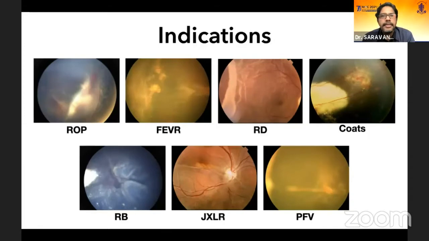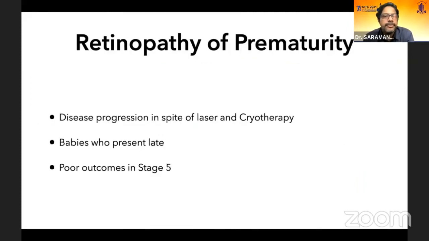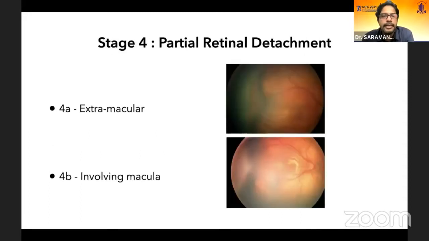The main conditions we deal with in our hospital are retinopathy of prematurity, familial exudative retinopathy, RDs, Coats disease occasionally, retinoblastoma occasionally, JXG now and then, and also persistent fetal vasculature. In retinopathy of prematurity, we plan for surgery when disease progression is noted in spite of adequate laser and occasionally cryotherapy, and also in patients who present late with stage 5. Obviously you have to keep in mind that the functional outcomes of stage 5 ROP, even the anatomical outcomes, are approximately 20% and not that great, especially in anterior and posterior closed funnels.